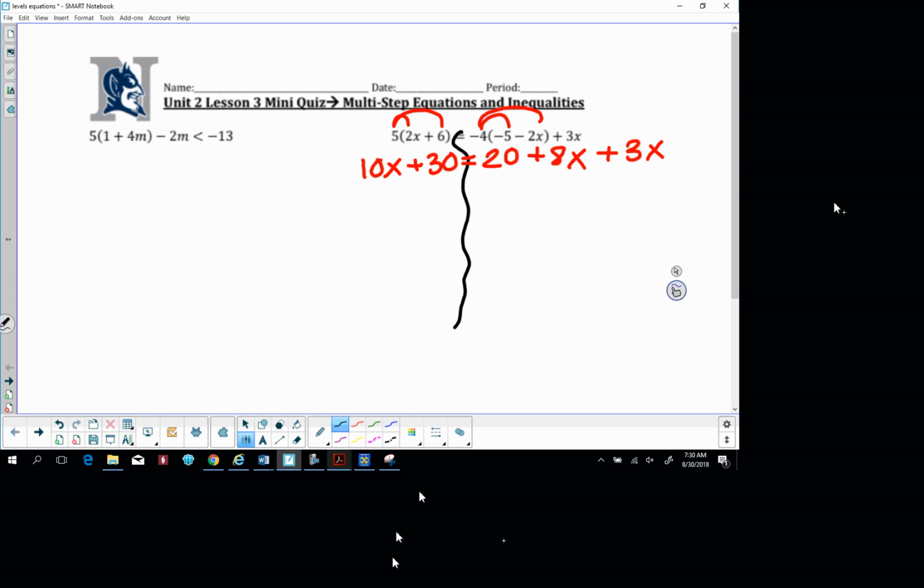Now, is there anything to combine on this side? No. What about this side? Yes. Which two? The plus 8 and plus 3. Beautiful, because they have the same ones. Can I combine that with this 10x? No, right? That river's blocking that. So I'm going to rewrite these two, 10x plus 30 equals 20. And now what's 8x plus 3x? 11x.